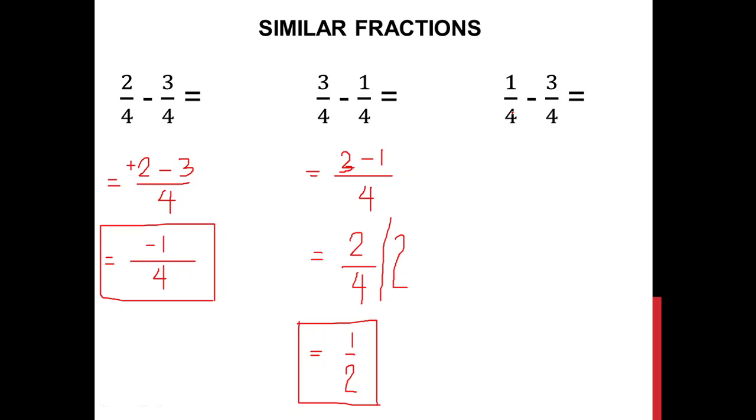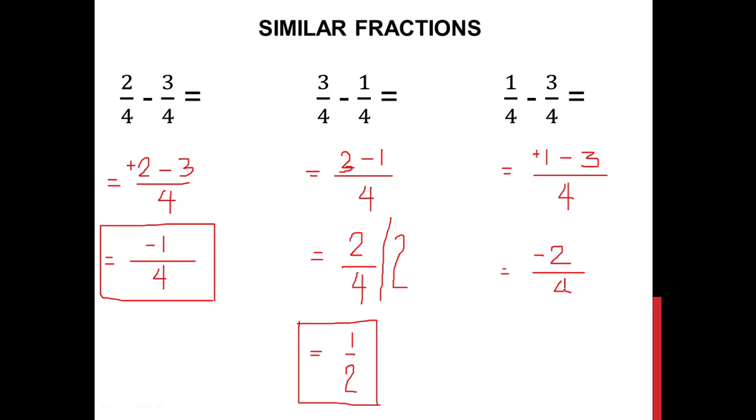Last example, we have 1/4 minus 3/4. Again, similar fractions. Copy the denominator and then subtract the numerator. So we have here 1 minus 3. 1 is smaller than 3, so let's use the rule of integers. 1 here is a positive number, so you have two unlike sign numbers, so you need to subtract. 3 minus 1, that's 2. And since 3 is bigger than 1, let's use the sign of 3, which is negative.